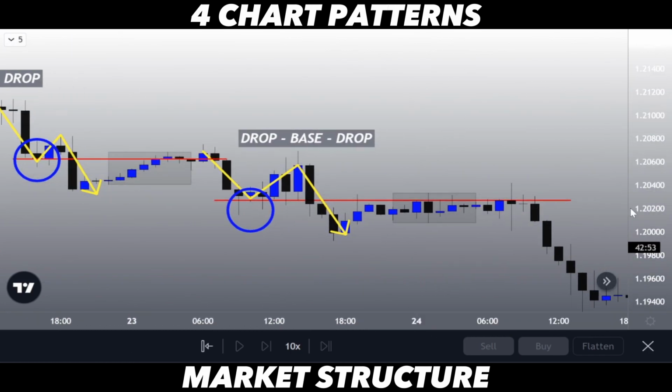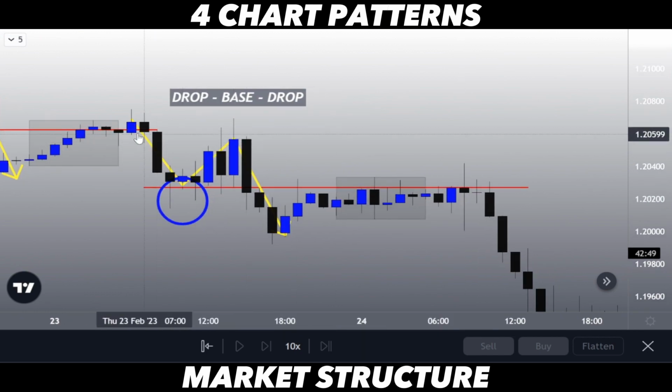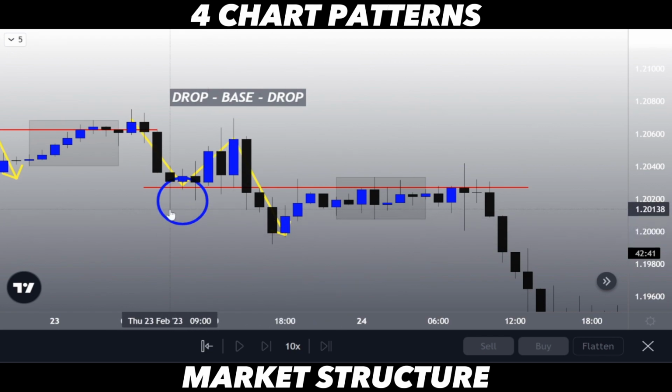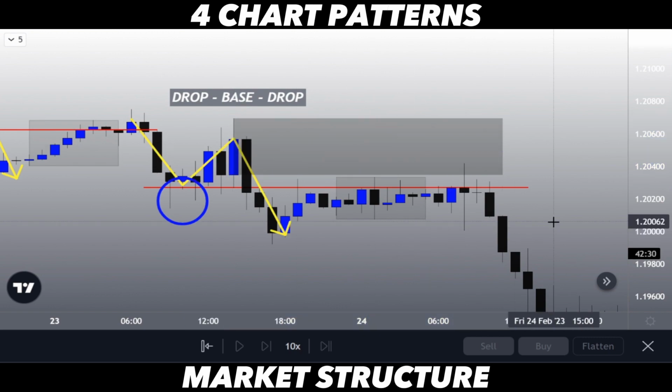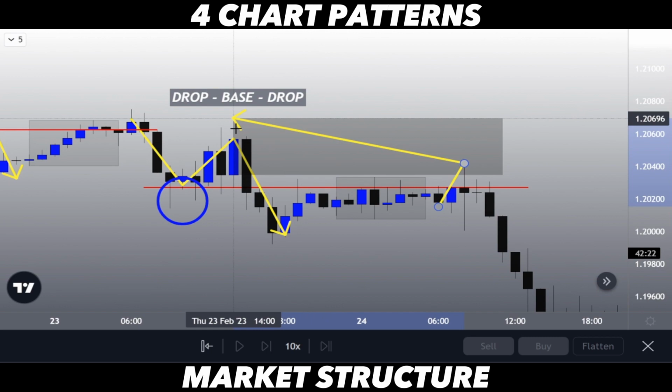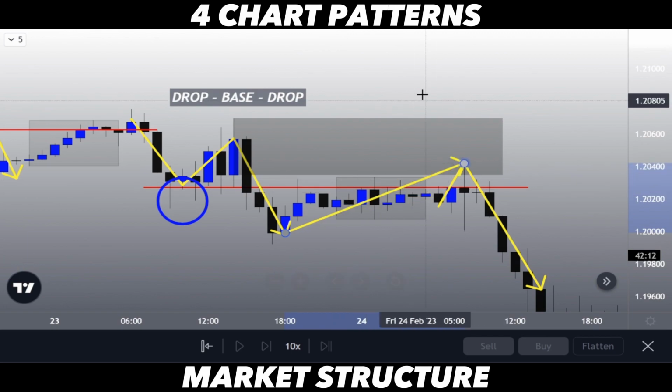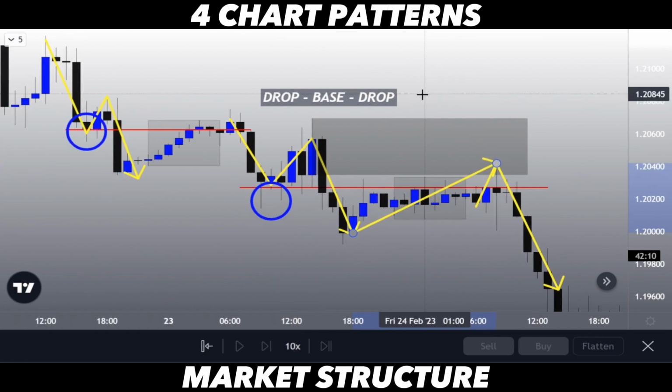Second example of drop, base, drop actually happened right next to it. Here we have a drop, base, drop. Whenever the second drop, which is the second impulsive move, takes over the swing lows to the left, that confirms the chart pattern. So all we got to do now is identify our supply zone, like so, draw it into the future, and then when the price stop hunts this Asia high into our 1H order block, that's the move to the downside. This is drop, base, drop. It's basically a continuation pattern.